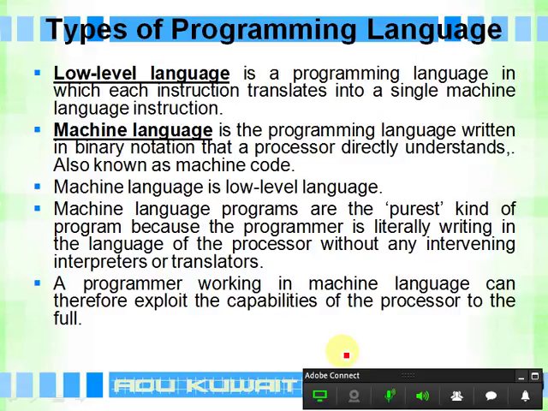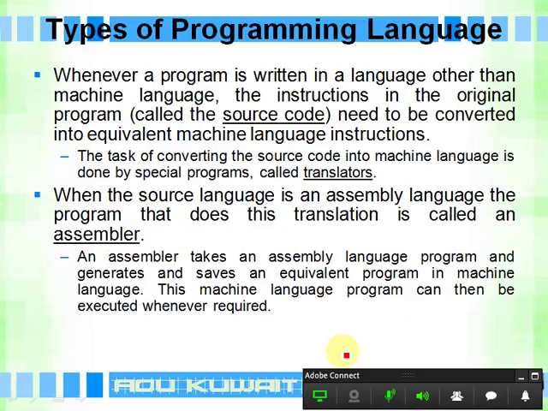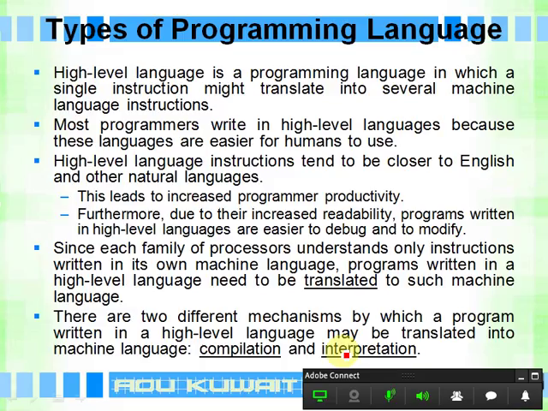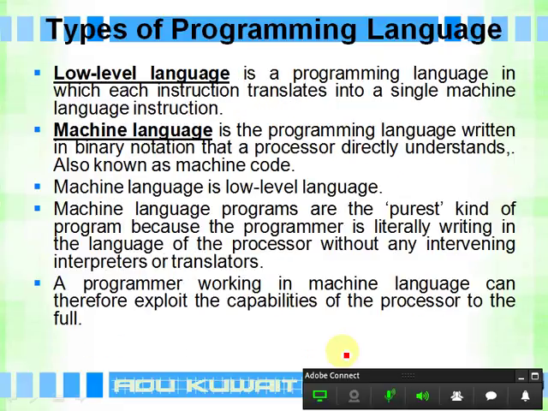Now here, types of programming languages. There are basically three types of programming language: low level language, machine language, and high level language. Low level languages are programming languages in which each instruction is translated into a single machine language instruction. Every instruction, a program is what? It is a set of instructions to the computer. Every instruction is translated into one machine instruction.